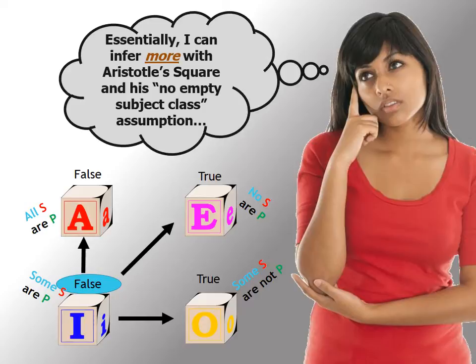And look at the O sentence. Because you can't have falsity in both of the sentences on the bottom, then if one is false, the other one has to be true. Again, the only inference that Boole would have justified from all this is the move from the falsity of I to the truth of E.